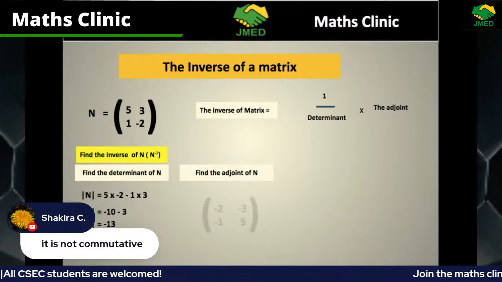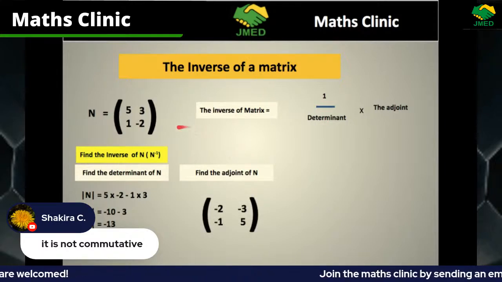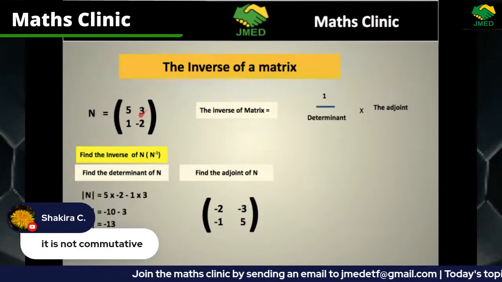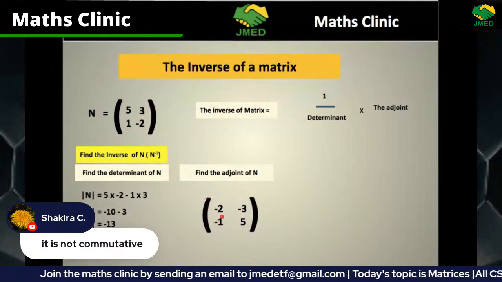Second part, find the adjoint. Find the adjoint of N. We know how to do that. We just swap -2 and 5 and change the signs. That's what we just looked at. So that's the two pieces.